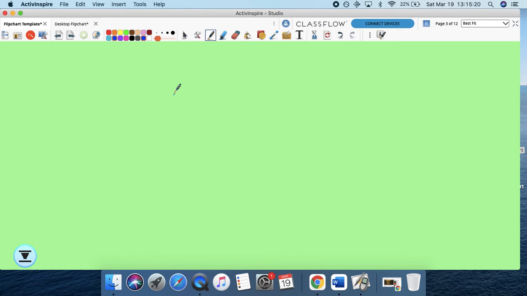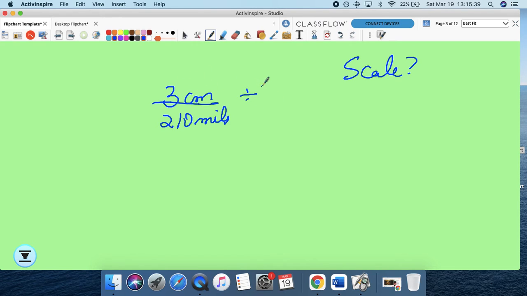Here, we have this desert on the map. It says under the map that 3 centimeters equals 210 miles. What is the scale? Well, we have to simplify this. If we divide this by 3, we get 1 centimeter on the map equals 70 miles in real life. That's my scale.